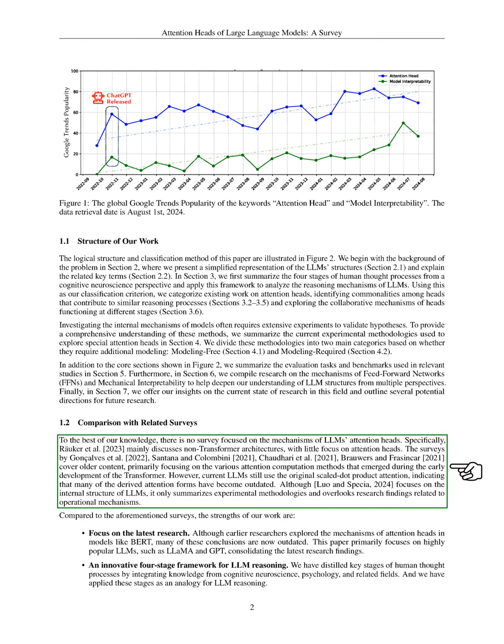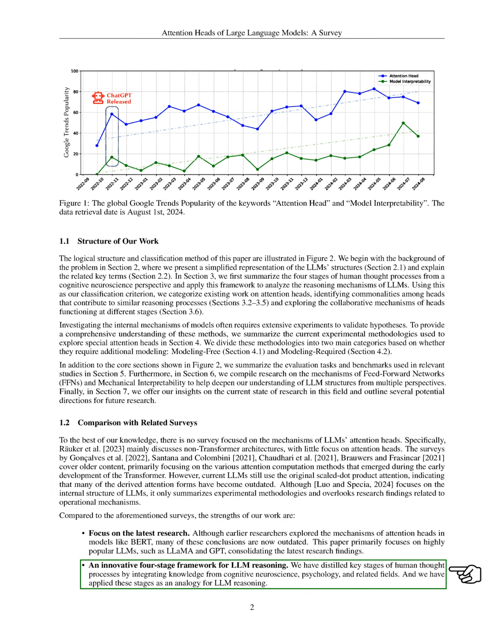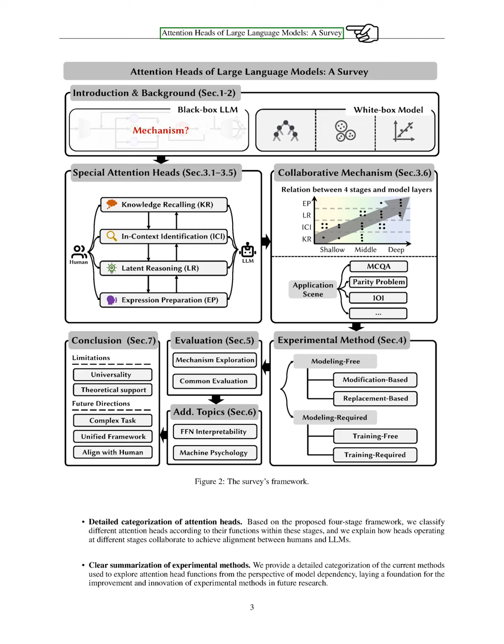We note that, to our knowledge, no survey specifically addresses the mechanisms of attention heads in LLMs. Previous surveys have focused on non-transformer architectures or older attention computation methods, which may not be relevant to current LLMs. Our work stands out by focusing on the latest research, presenting an innovative 4-stage framework for LLM reasoning, and providing a detailed categorization of attention heads based on their functions. We also clearly summarize the experimental methods used to investigate attention head functions, laying the groundwork for future research advancements.